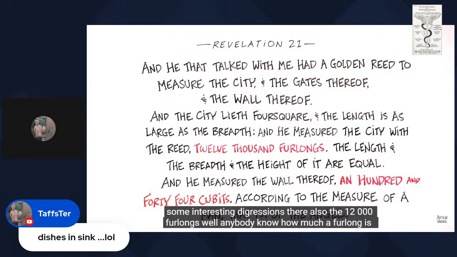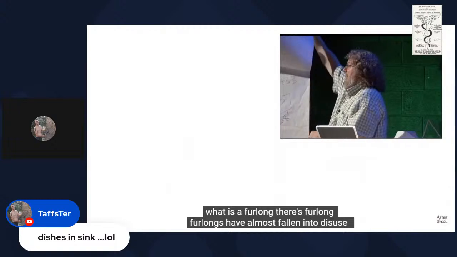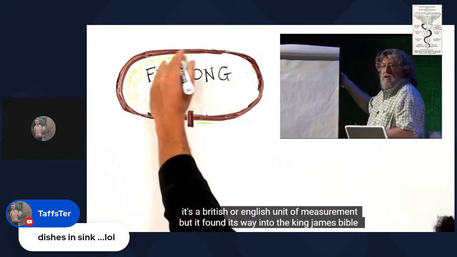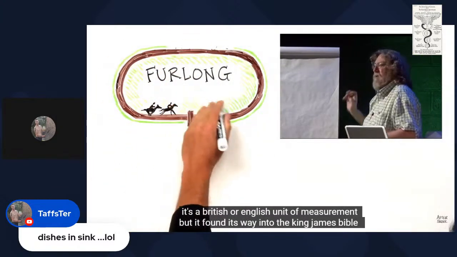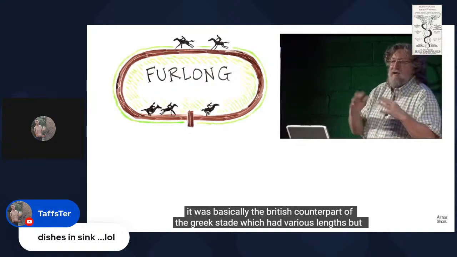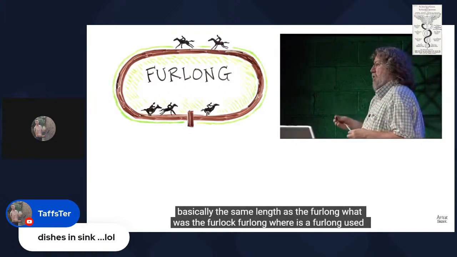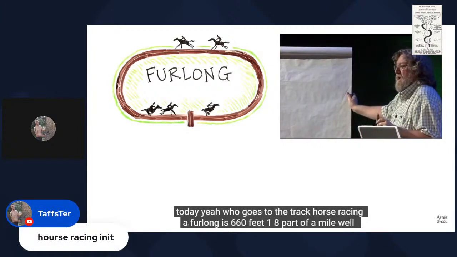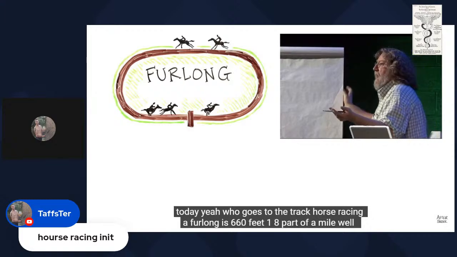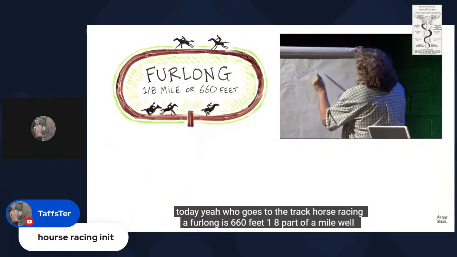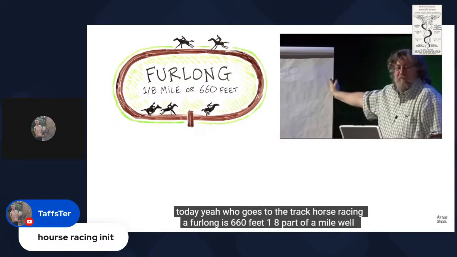Also, the 12,000 furlongs. Well, anybody know how much a furlong is? What is a furlong? Furlongs have almost fallen into disuse. It's a British or English unit of measurement, but it found its way into the King James Bible. It was basically the British counterpart of the Greek stade, which had various lengths, but basically the same length as the furlong. What was the furlong? Where is a furlong used today? Yeah, who goes to the track? Horse racing. A furlong is 660 feet, 1/8 part of a mile.